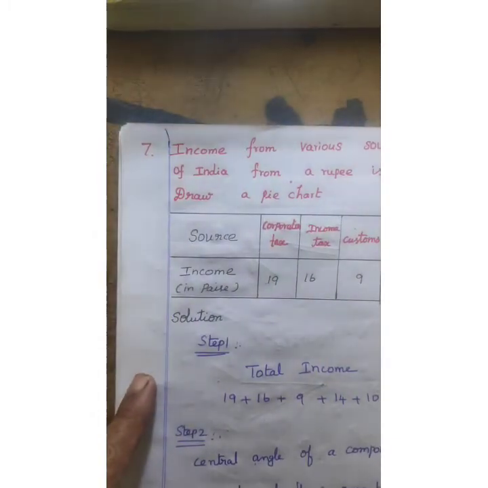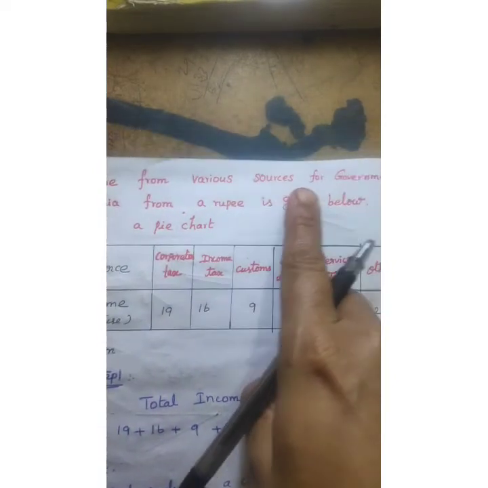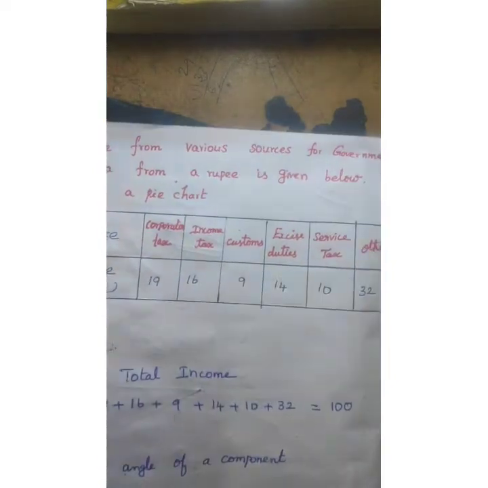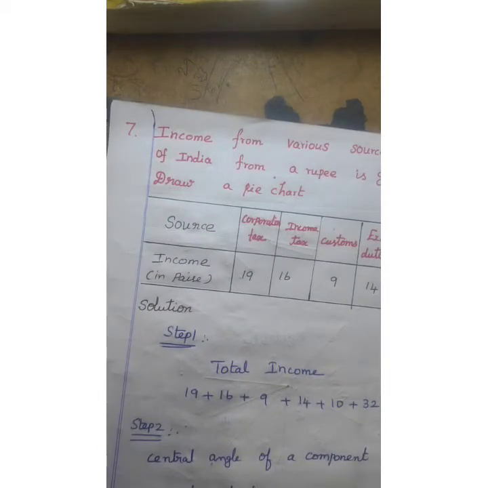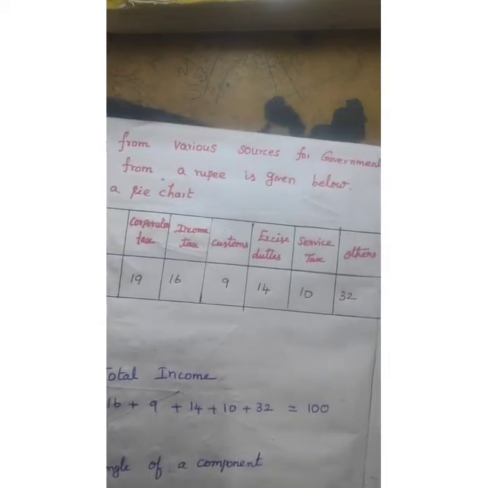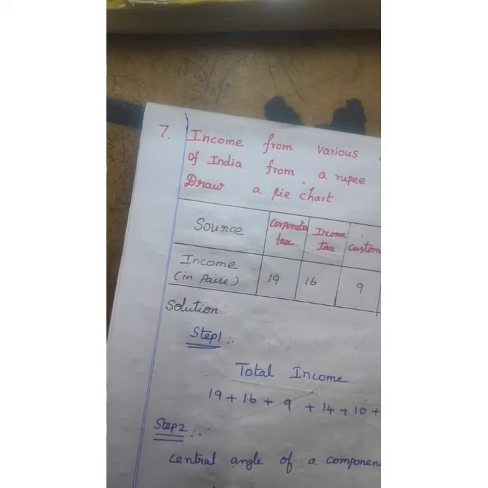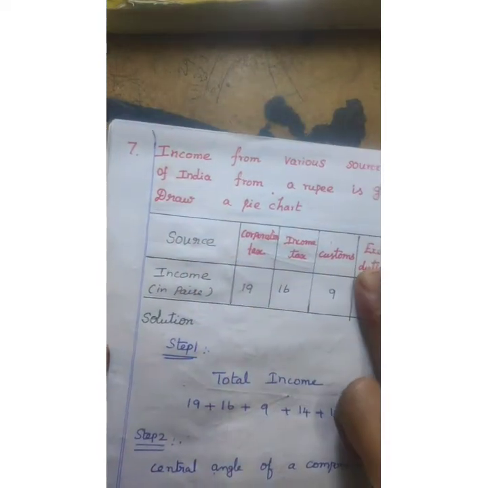Next question, 7th question. Income from various sources for the Government of India from a rupee is given below. Draw a pie chart for the given question.